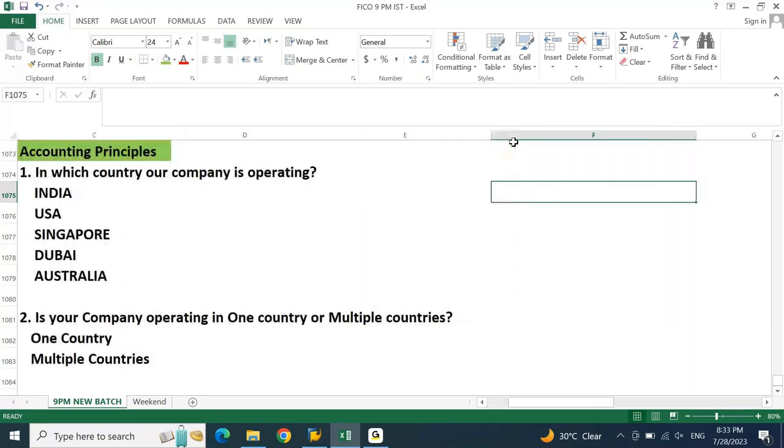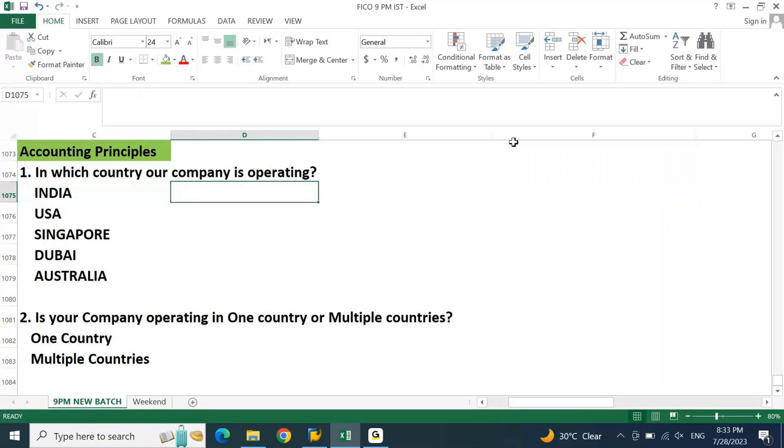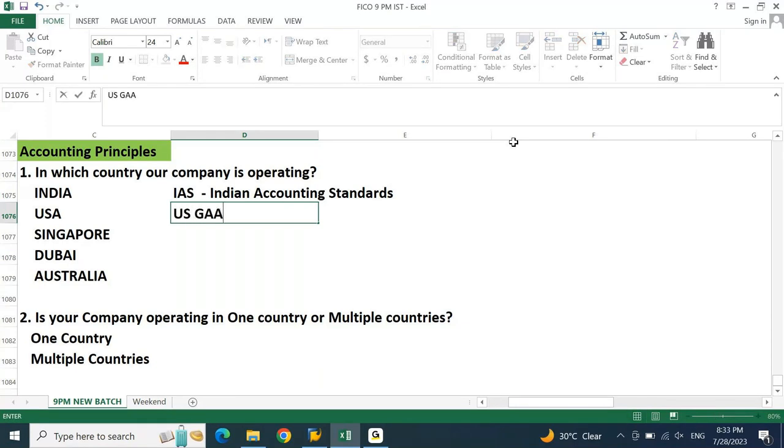IFRS. In India, IAS, Indian accounting standards. In India, you will be using IAS, which is your Indian accounting standards. Similarly, in the US, I cannot follow Indian accounting standards. It is not allowed. In the US, I must follow US GAAP.